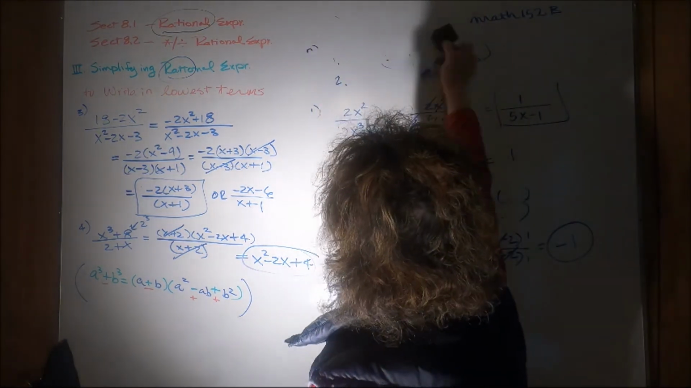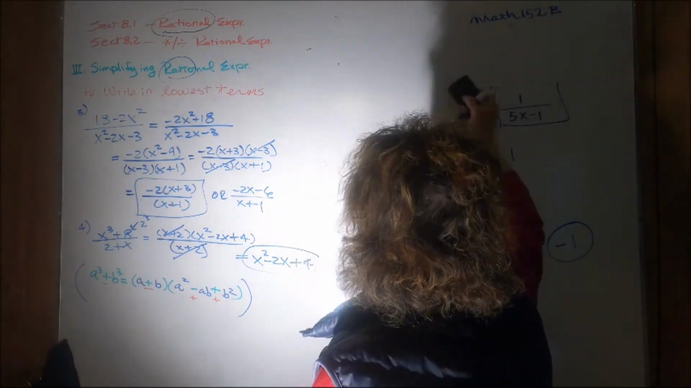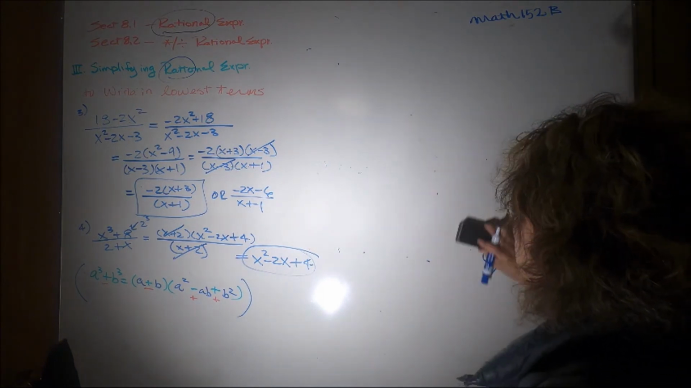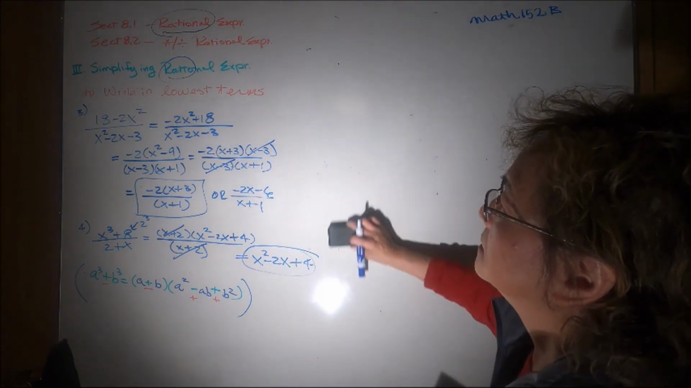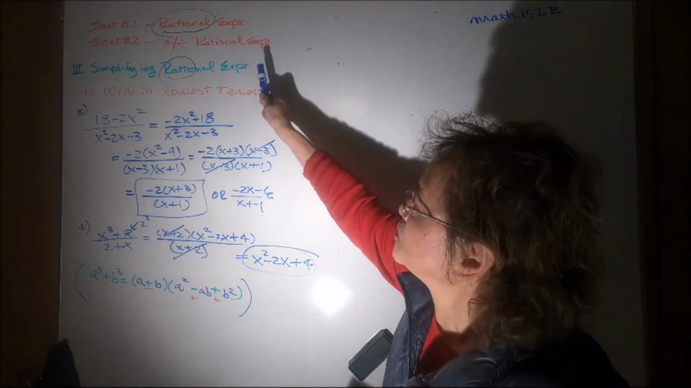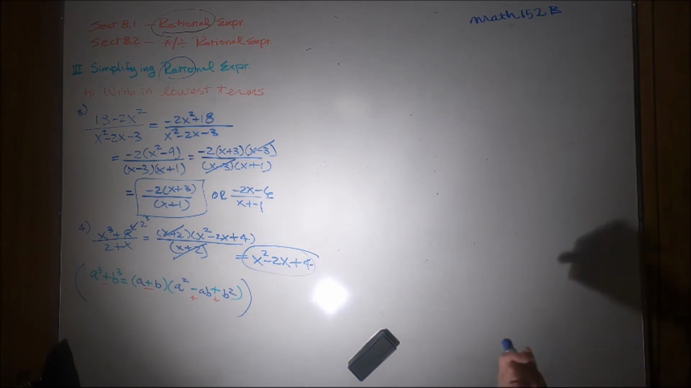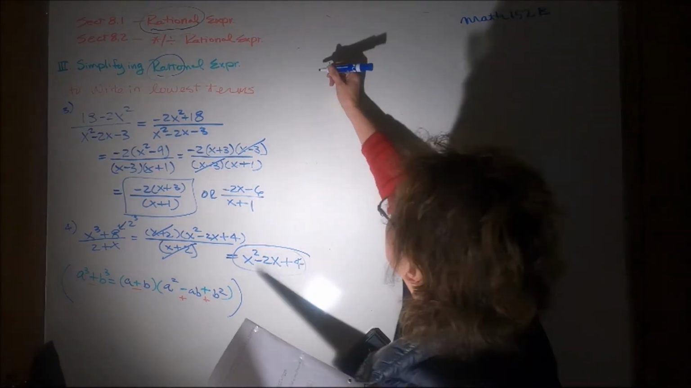What are we doing? What are we learning? We are learning something called rational expressions. Then we are going to do the operations on it. So first is what? Simplifying. Simplify. Then add, subtract, multiply, and divide.